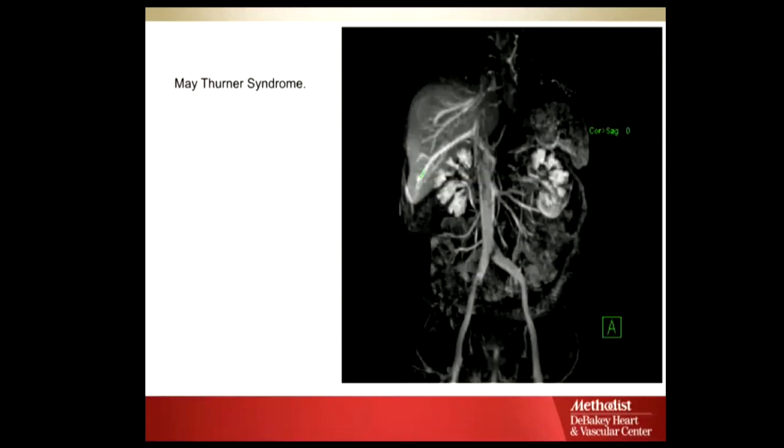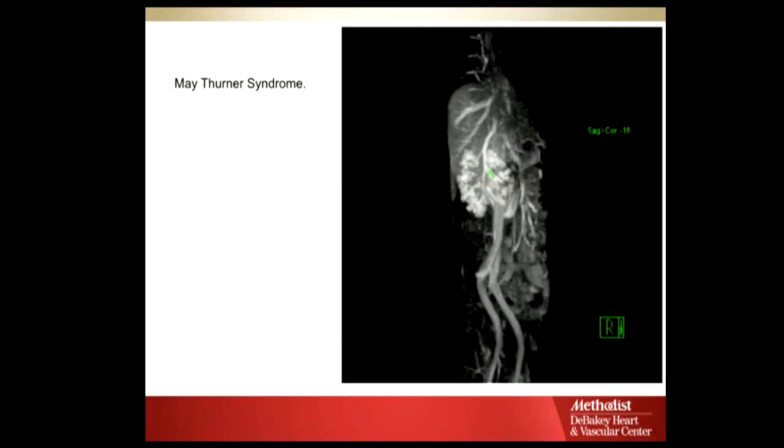But this is the bifurcation, right? So the original description was right common iliac artery on the left common iliac vein, and you have a pulsatile structure on top, and what's underneath the vein? The bony structure, right? You're in the pelvis. It's a real problem for these patients.